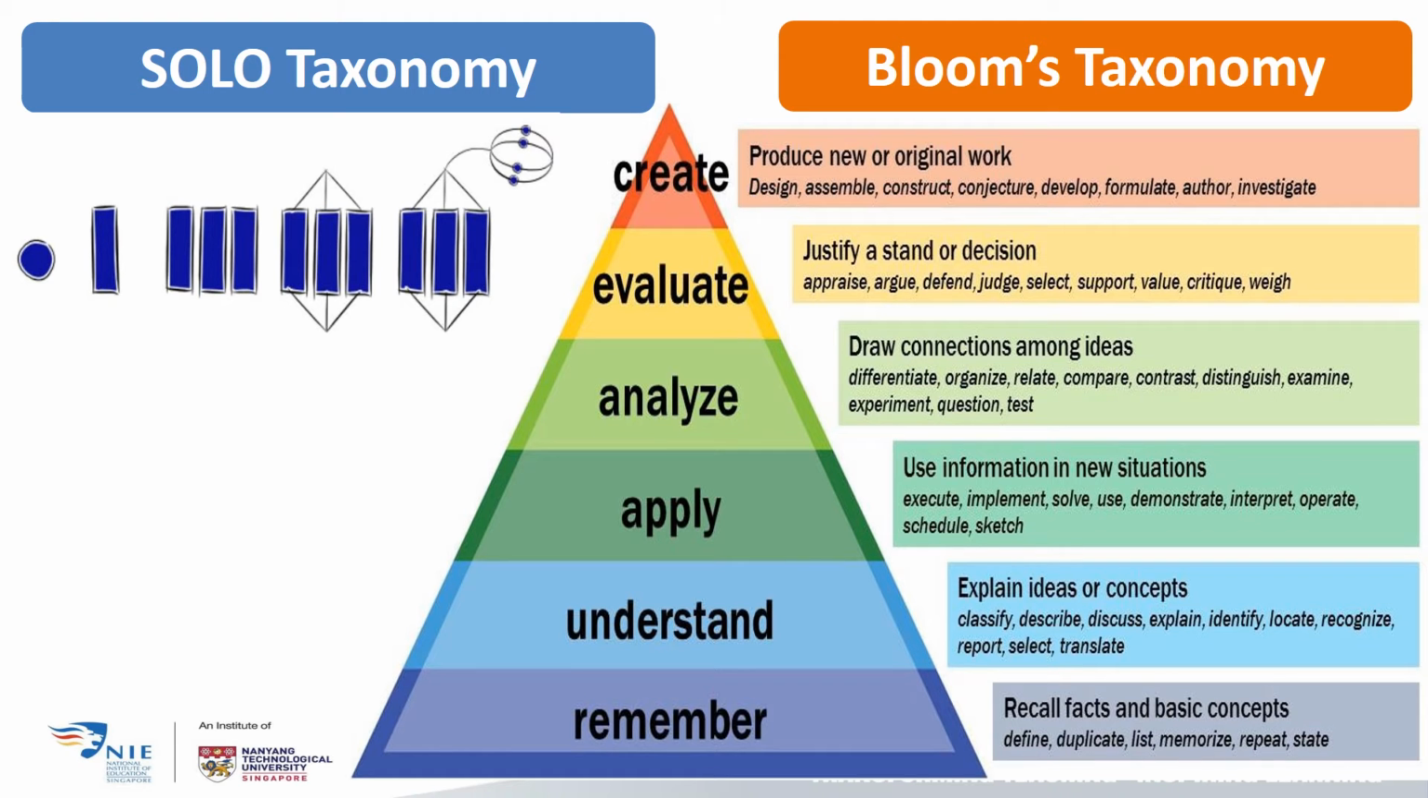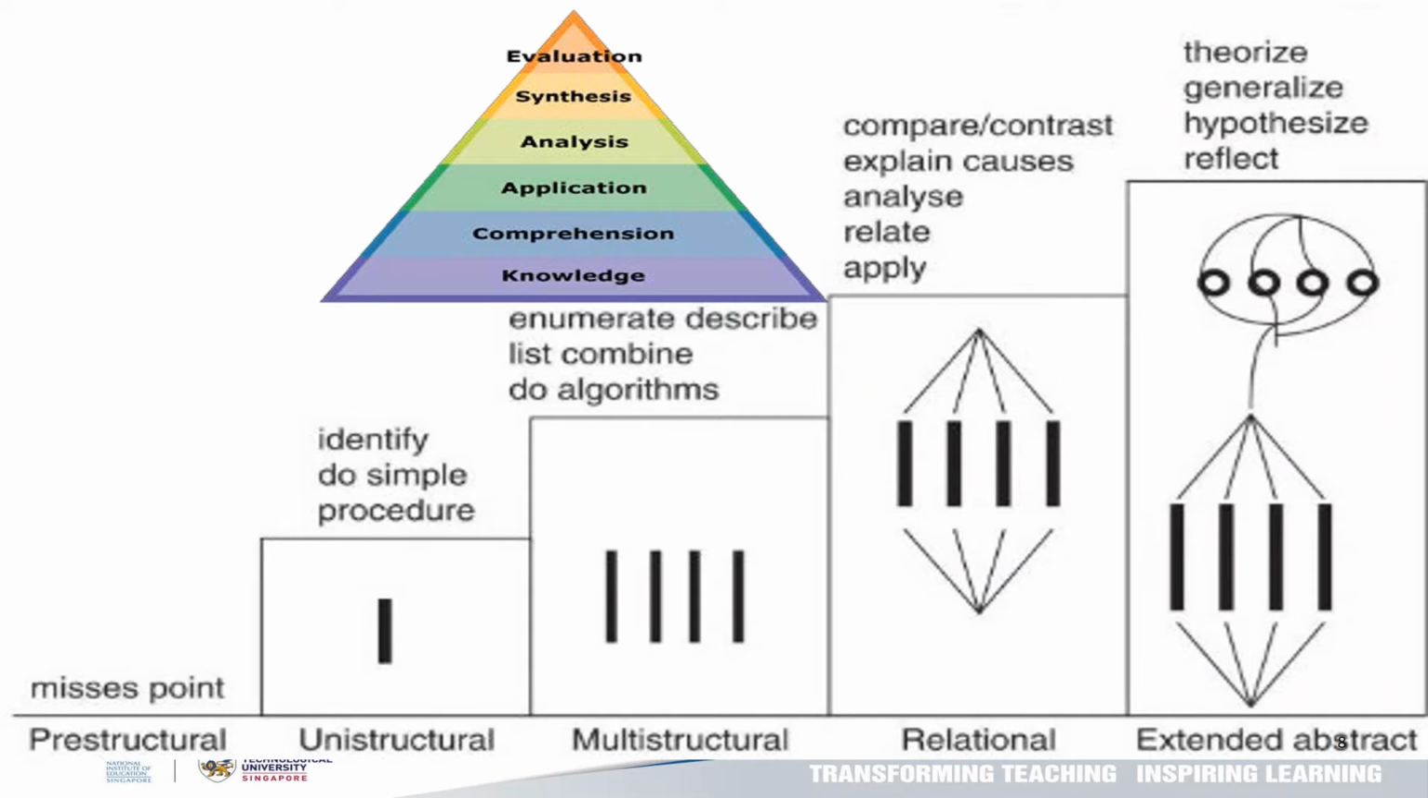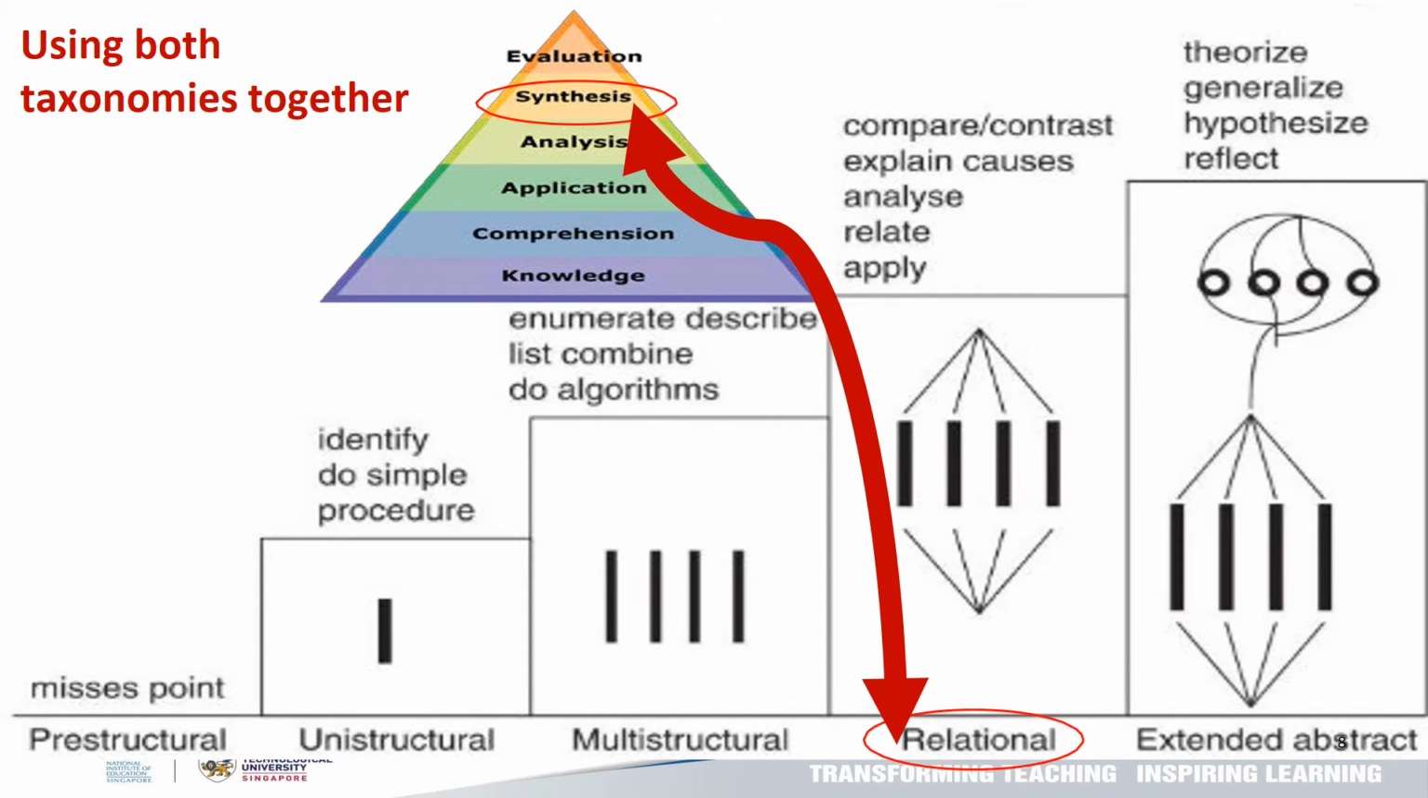The Solo taxonomy is not meant as a replacement for the Bloom's taxonomy. Clearly, there is room for both taxonomies to be used together to some extent for students' benefit. Let's think about how these two taxonomies are linked. Would you agree that one of the most direct ways of using both taxonomies is to understand the relational level of learning in the Solo taxonomy as the direct equivalent of the synthesis objective in the Bloom's taxonomy?